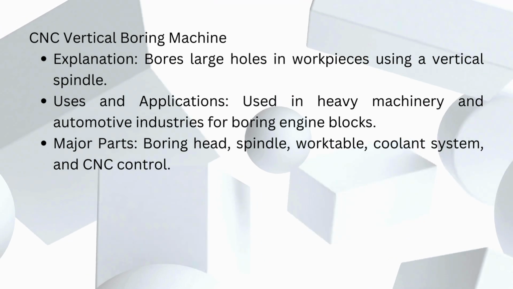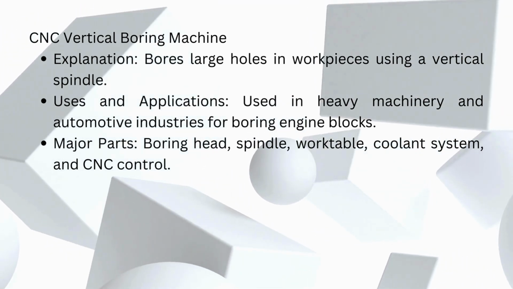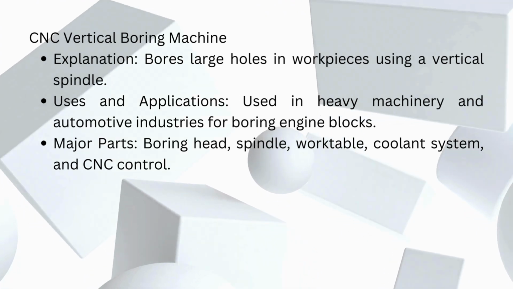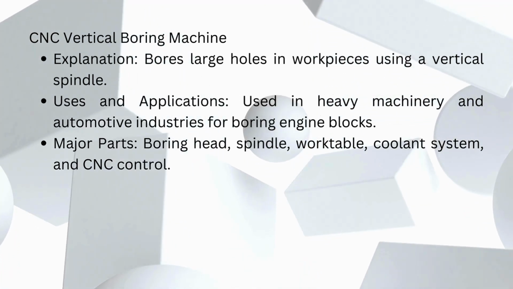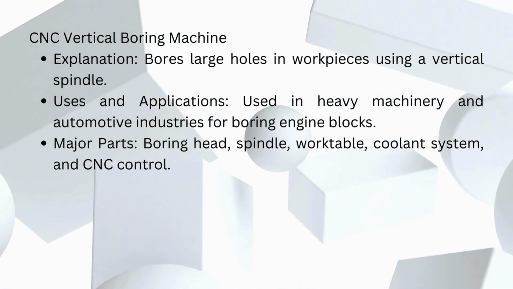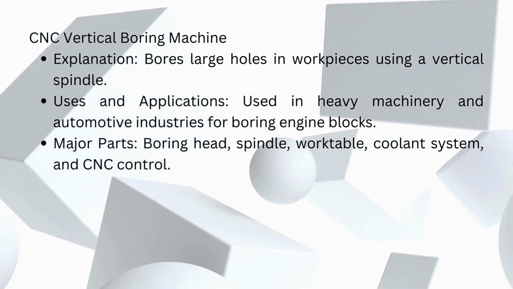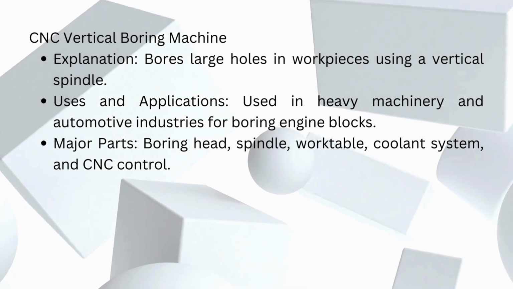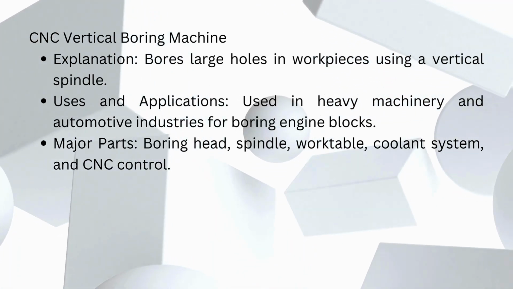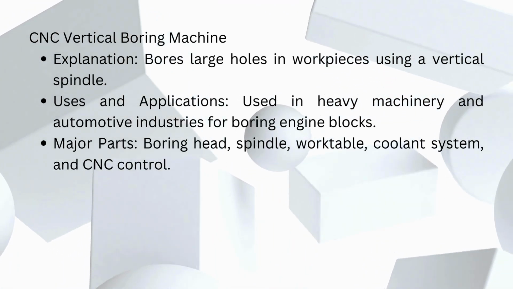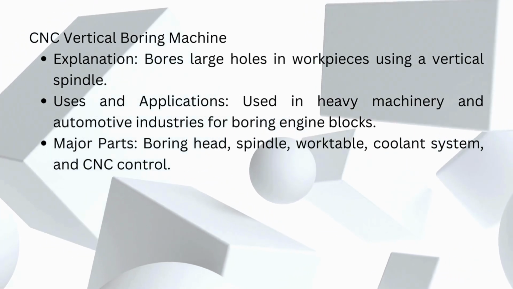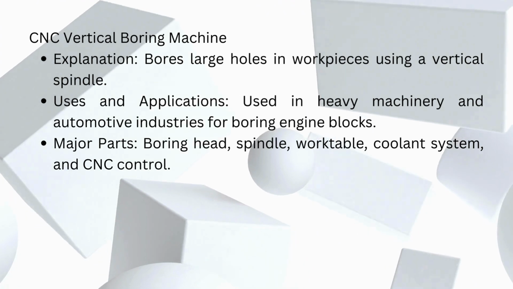CNC vertical boring machine. Explanation: bores large holes in workpieces using a vertical spindle. Uses and applications: used in heavy machinery and automotive industries for boring engine blocks. Major parts: boring head, spindle, work table, coolant system, and CNC control.